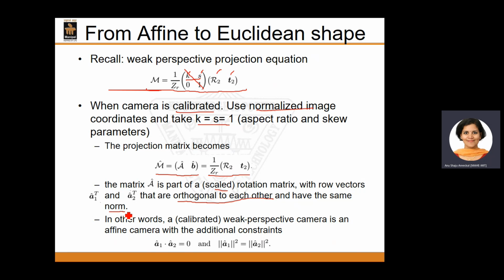Okay, so they'll be orthonormal with each other, right? So if you try to put in this knowledge about the rotation matrix, let's say the rows of the matrix capital A are represented by A1, A2 and so on. Then I can say A1 dot A2, and since we're working with normalized coordinates, I can put a cap here. So A1 cap dot A2 cap is equal to 0, because the row vectors for a scaled rotation matrix are orthogonal. And since they have the same norm, I can write that the L2 norm of A1 cap is equal to the L2 norm of A2 cap, right?